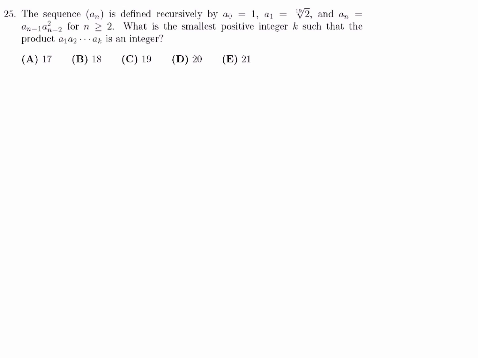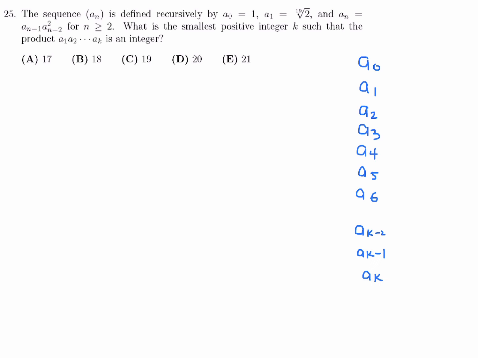The sequence A_n is defined recursively by A_0 is 1. A_1 is the 19th root of 2, or 2 to the 1 over 19. A_n is A_(n-1) times A_(n-2) squared for n greater than or equal to 2. What is the smallest positive integer k such that the product A_1, A_2, dot, dot, dot, up to A_k is an integer? Well, let's figure out a list and see what we get.